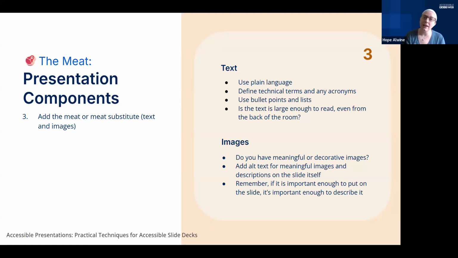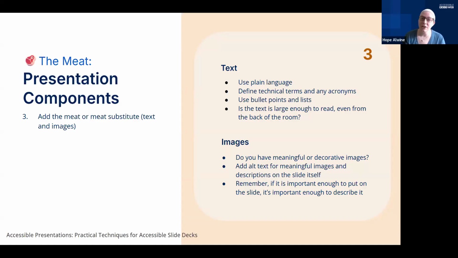Use plain language so anybody can understand it clearly. If you do have technical terms or acronyms, make sure that you define those and the acronyms when they first appear in the presentation. Another good point is bullet points or ordered lists are great for presentations as they are easier to digest on a large screen over a wall of text. And lastly, ensure your text is large enough to read even if people are in the back of the room, or you're like me and you occasionally forget your glasses. So always make sure your text is big enough.